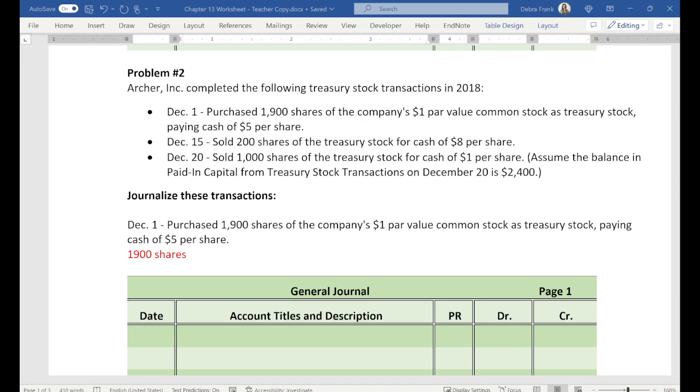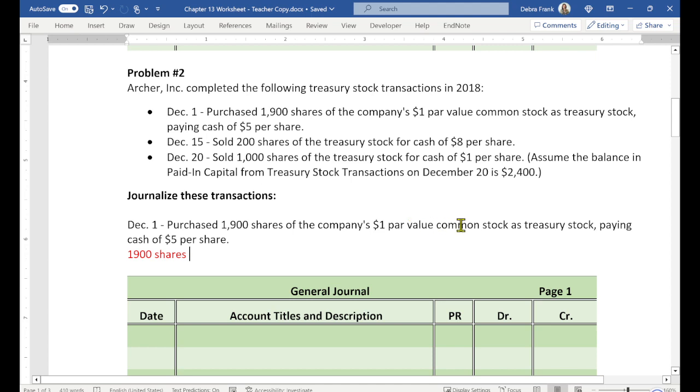So we have the first journal entry that we're going to do here, and it's December 1st. They purchased 1,900 shares of the company's $1 par value stock as treasury stock, paying cash of $5 per share. So I just said that we don't care about this par value. They just put that in there to trick you. We care about cost. We're recording our treasury stock at cost. So they bought 1,900 shares at $5 per share. And so that was the cost, $5. And a little multiplication there, and we get $9,500.